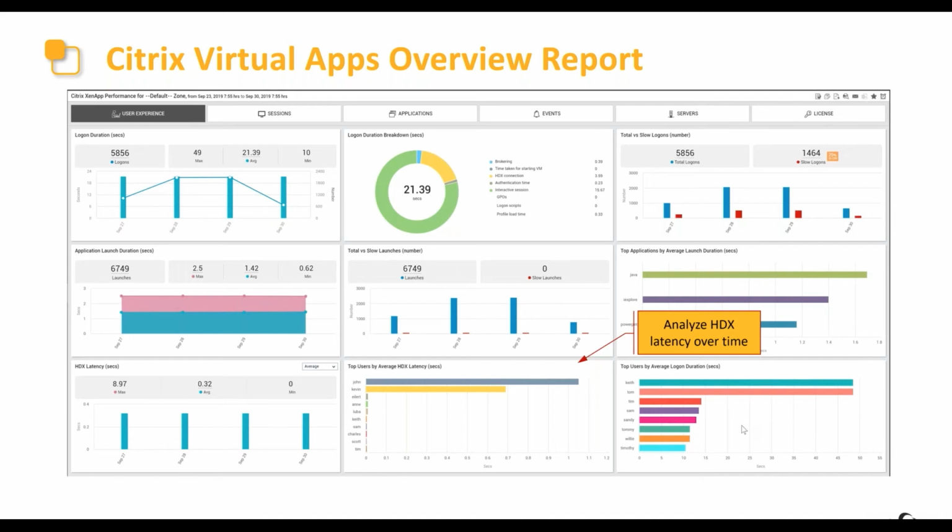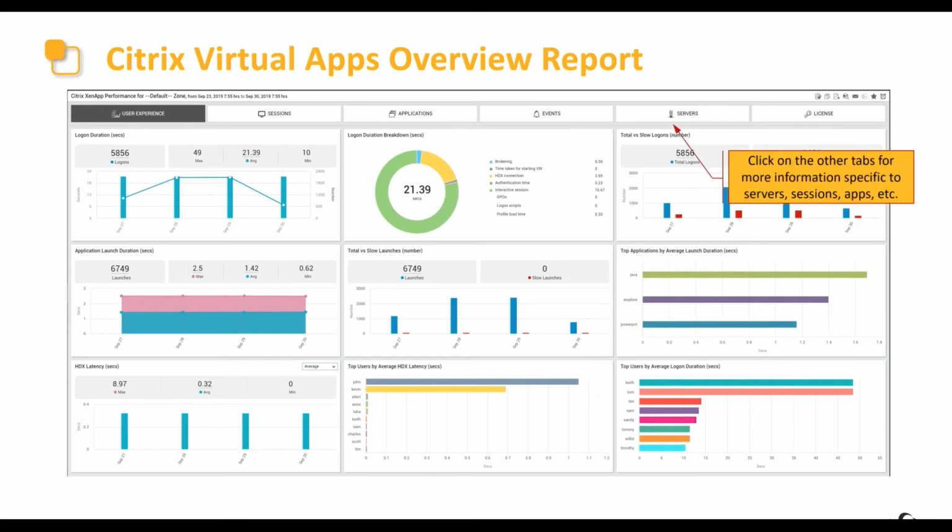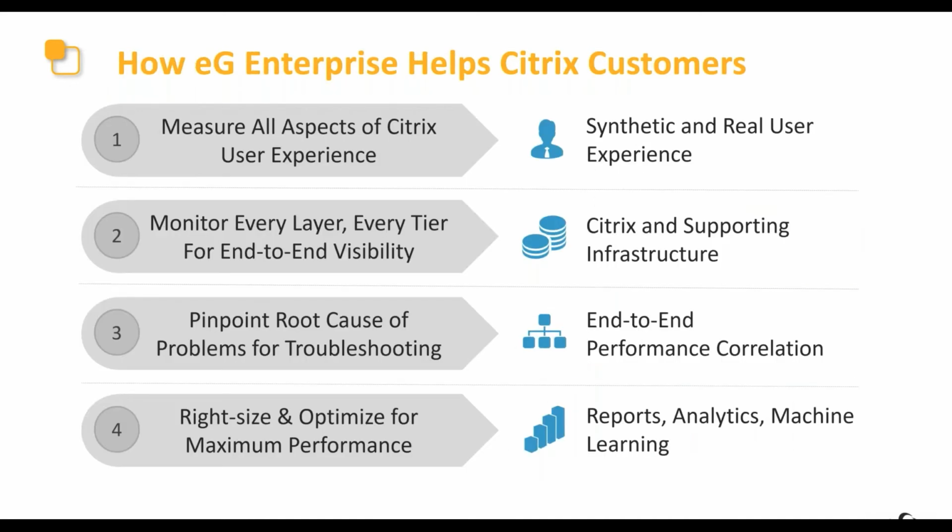So overall, to quickly summarize, how does EG Enterprise help Citrix customers? We measure all aspects of Citrix user experience, like I was talking about earlier. That is most important and most critical to make sure that your Citrix service delivery is successful and users are being productive. And monitoring every layer, every tier for end-to-end visibility, that also gives you the ability to do root cause analysis and right sizing for optimization and analytics. This is what EG brings to the table. So these are all the metrics that we have in place. And we also talked about how you need to focus on user experience.